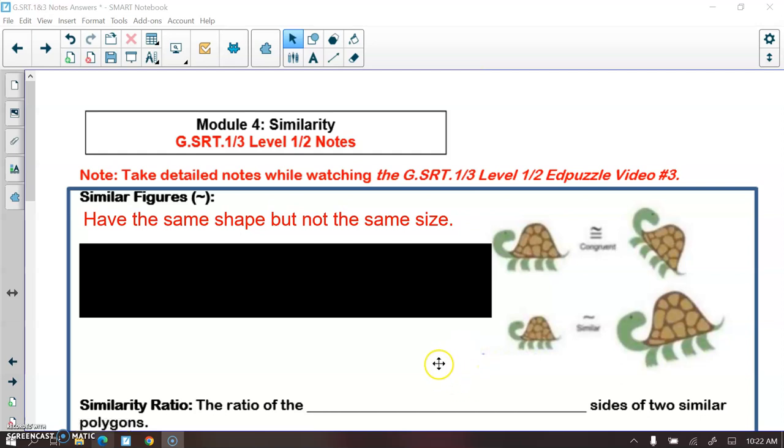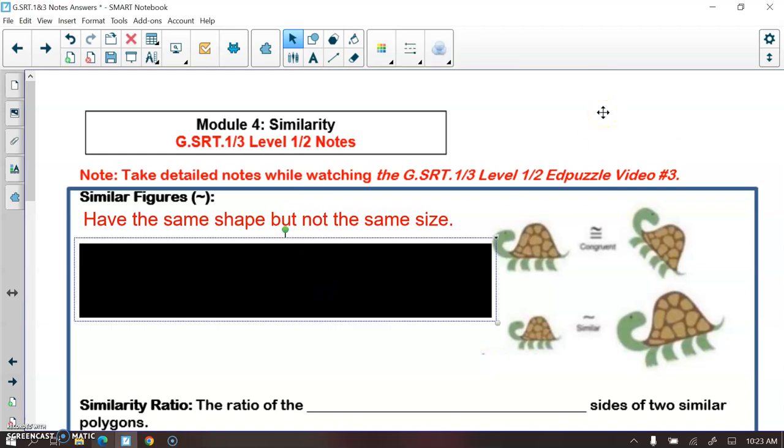All right, so now we're going to be talking about how to prove triangles similar. Similar figures, remember we use that little squiggly to represent similarity. These are figures that have the same shape but not the same size. For example, if I have an isosceles triangle and I dilate it, it's still going to be an isosceles triangle. It's just going to be either a bigger or a smaller isosceles triangle.